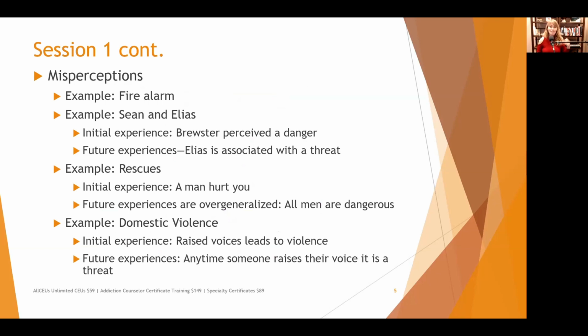Misperceptions. I already talked about the fire alarm. We have a dog, he's not a foster dog anymore. He's what we call a failed foster because I just couldn't possibly give him up. He earned a forever place in my heart. But his name's Brewster, and he is a boxer, and he is a big boxer.